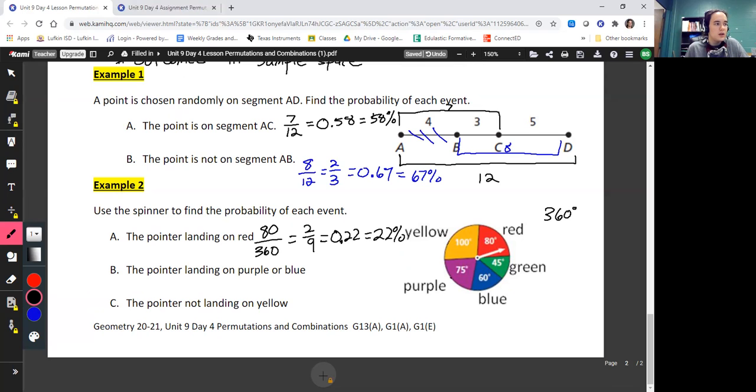The next one, the pointer landing on purple or blue. So on this one, purple is 75 and blue is 60. We add those together and that gets us 135. So we'd have 135 out of 360. We need to check and see that it is reduced as a fraction. 135 divided by 360 gets us 3/8. And as a decimal, that's 0.38, and 38%.